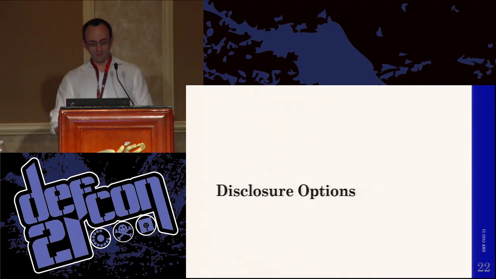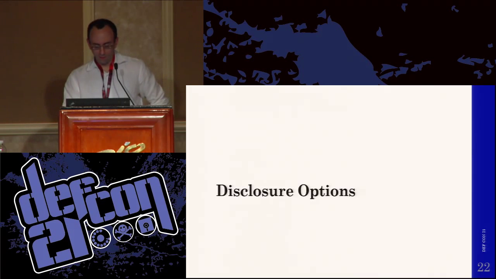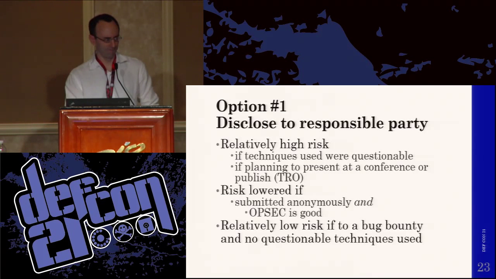So I'd like to talk about some of the ways that you might make a disclosure that are relatively less likely to get you in trouble. You can obviously disclose to the responsible party. That's what we'd like to do. That's what the responsible disclosure paradigm is all about. You found a problem with the system, you tell who's running the system. This is actually, unfortunately, relatively high risk, and that risk scales with the questionableness of whatever technique you used to find out about this vulnerability.